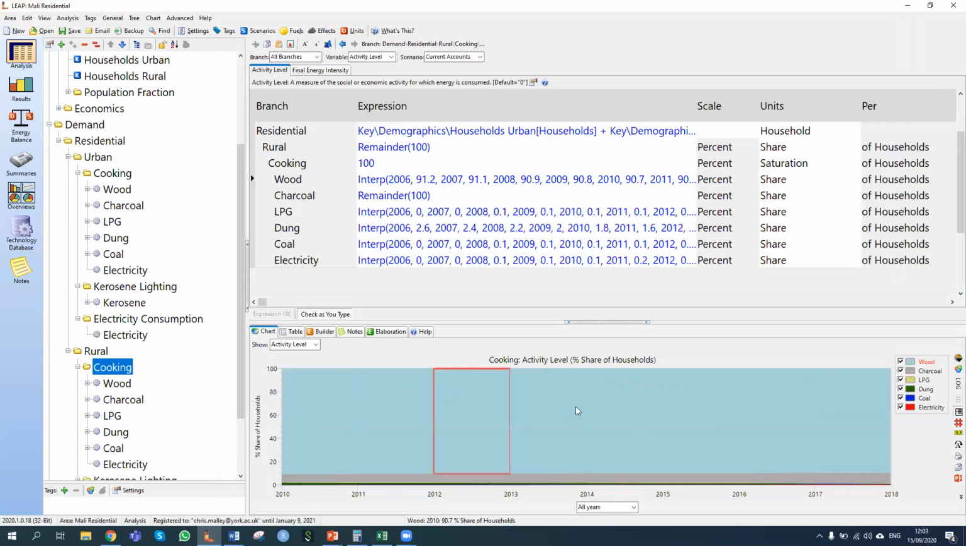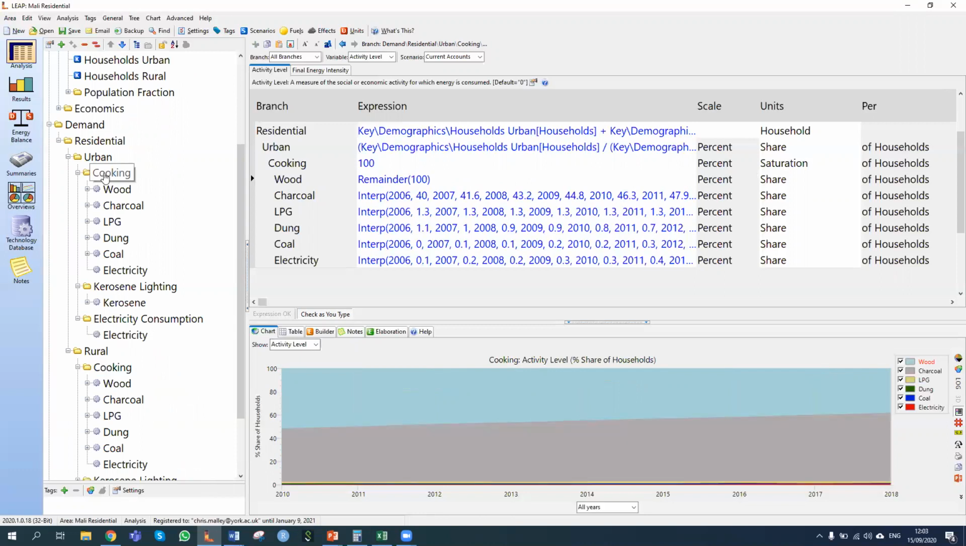In rural areas, we have pretty much all wood consumption, 90% wood consumption. So this is our activity level. This is how we've entered the activity level and broken down households based on the fuels that they consume.